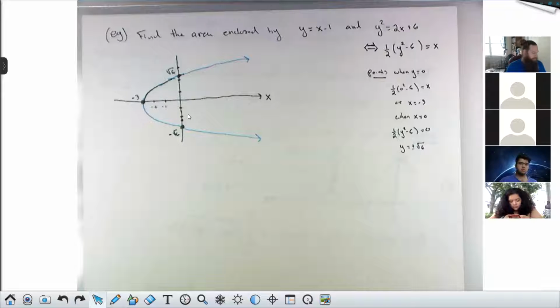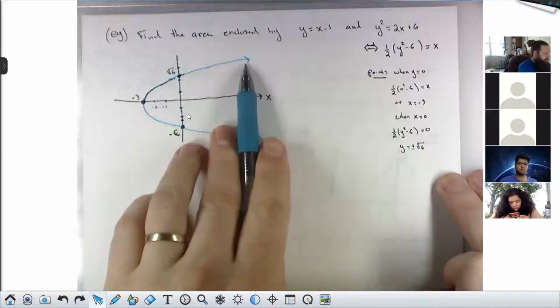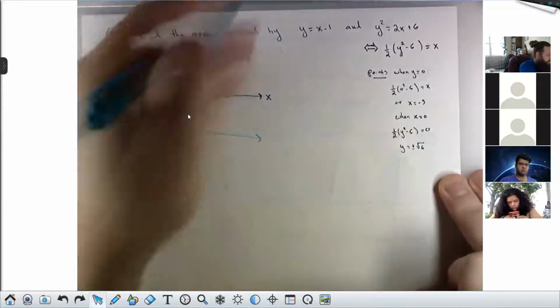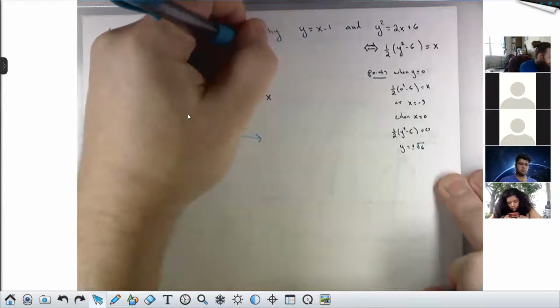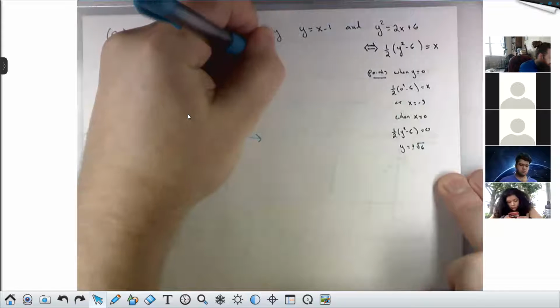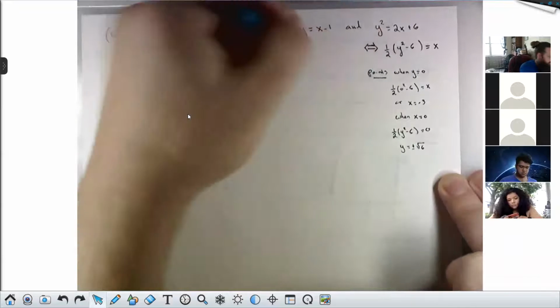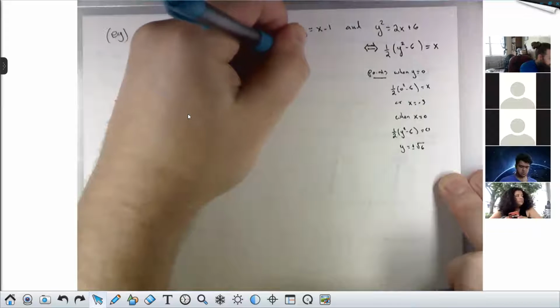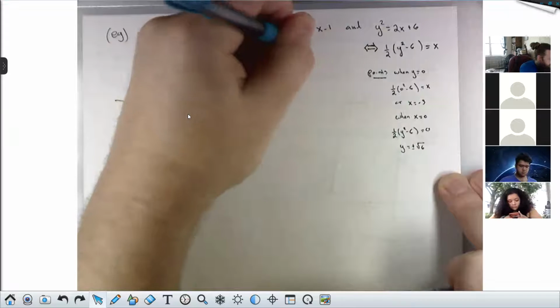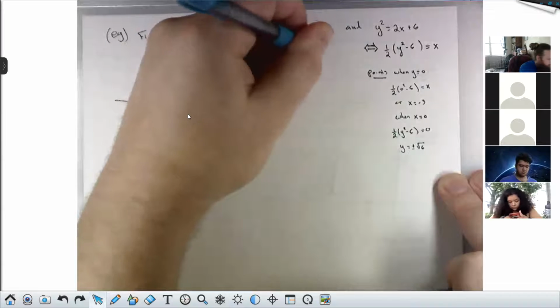All right. So this is our first function. It's this guy. And if I wanted to write that in the notation that we've been using, g of y, this is x equals g of y. So g of y here is, I'll distribute the 1/2, this is 1/2 y squared minus 3.